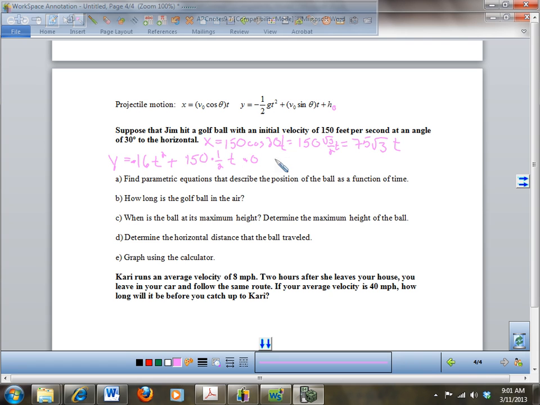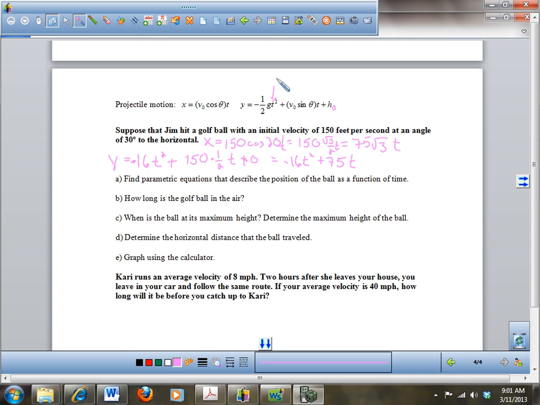So when I simplify that, I get negative 16 t squared plus 75 t, right? How do you get the negative 16 on the t squared? Because g is 32 feet. I would give you this: 32 feet per second squared is the acceleration due to gravity. That's a constant, okay? All right, so we did that.